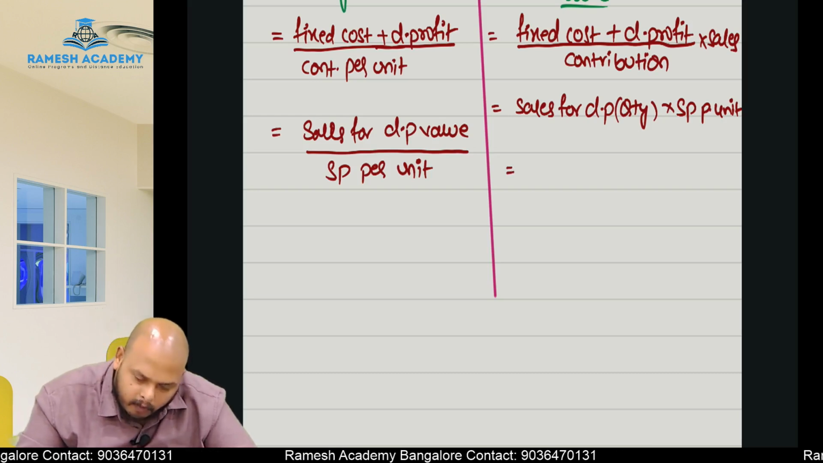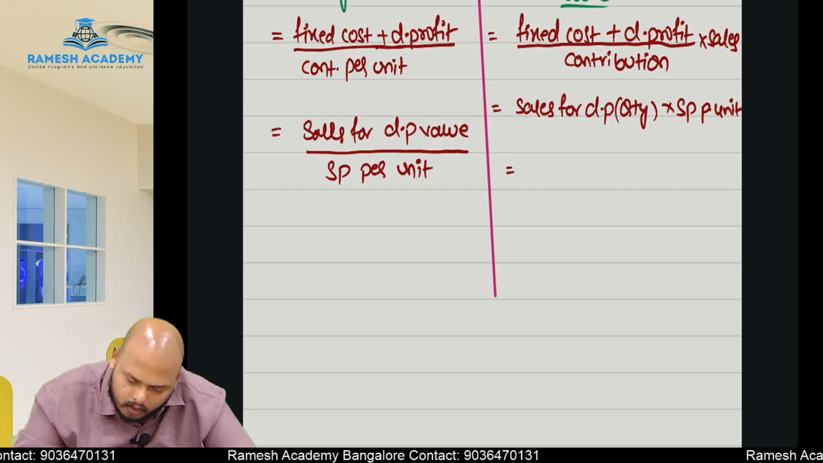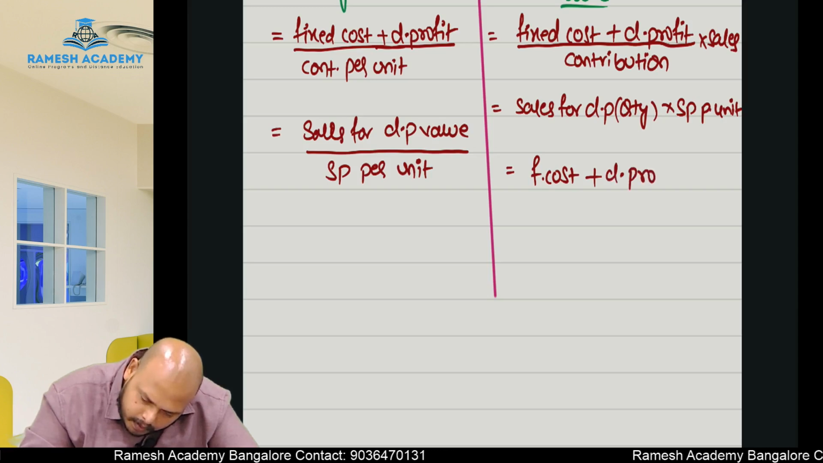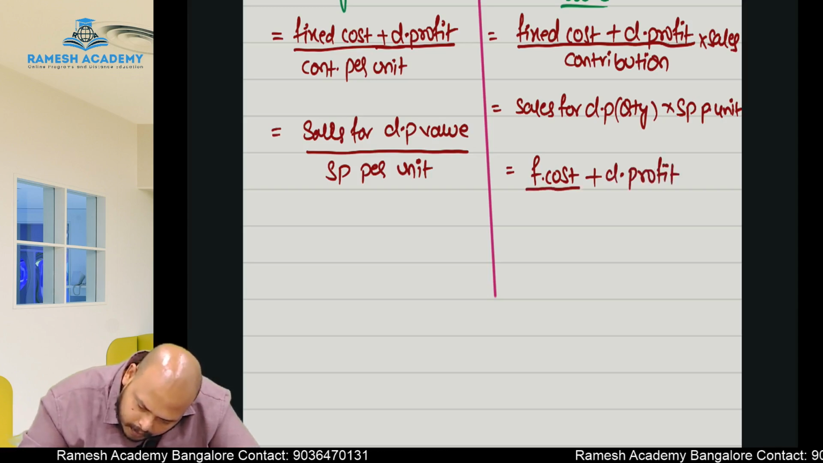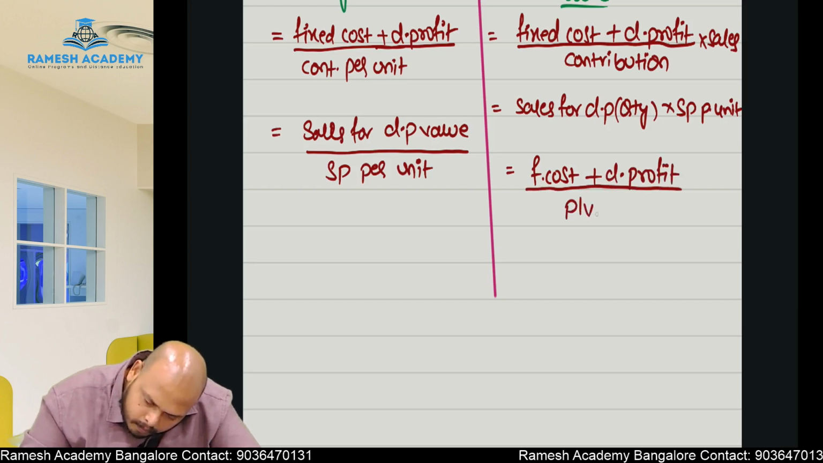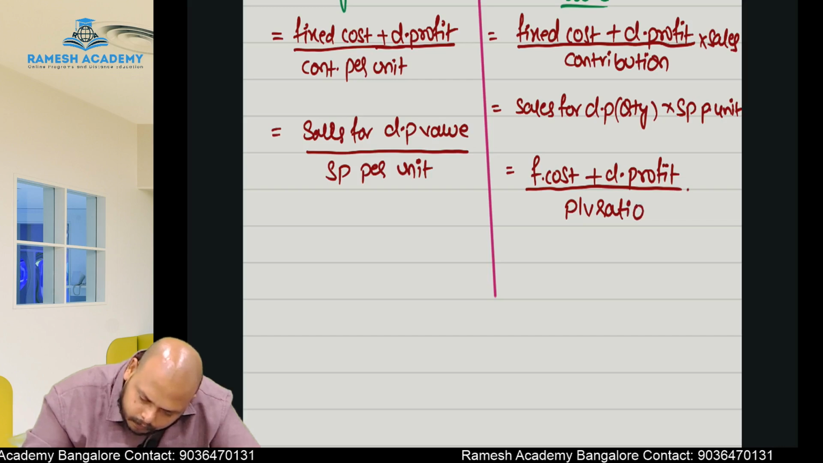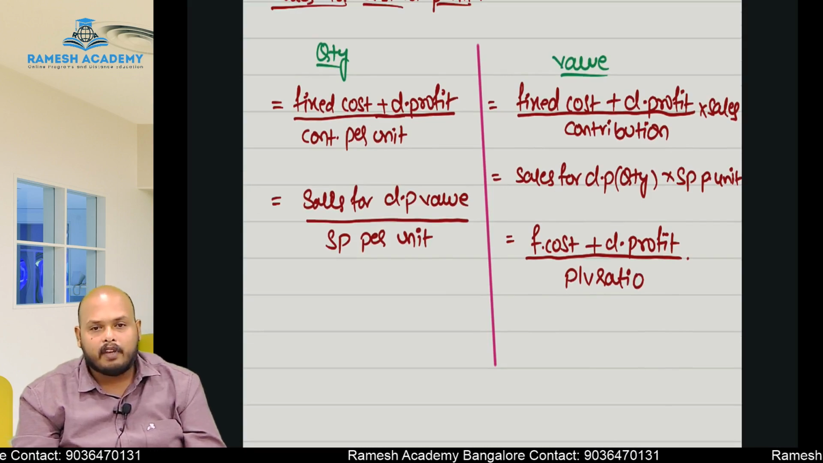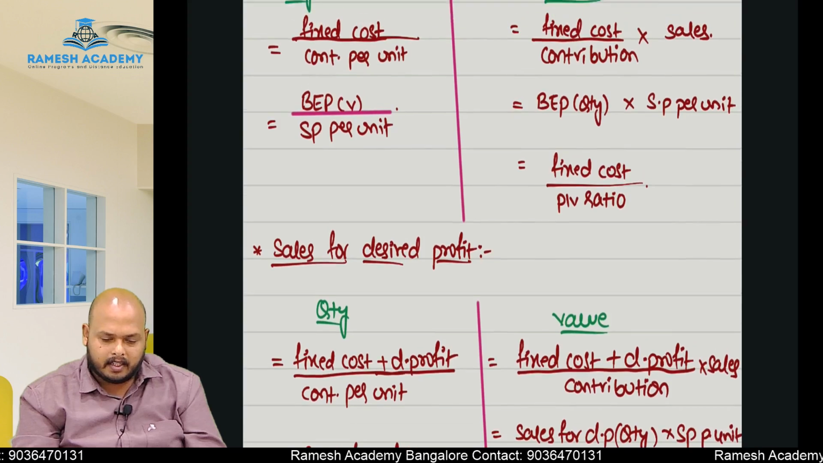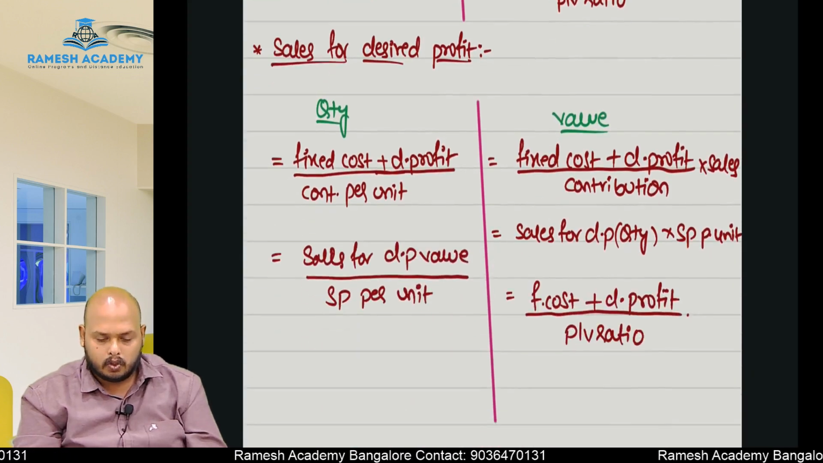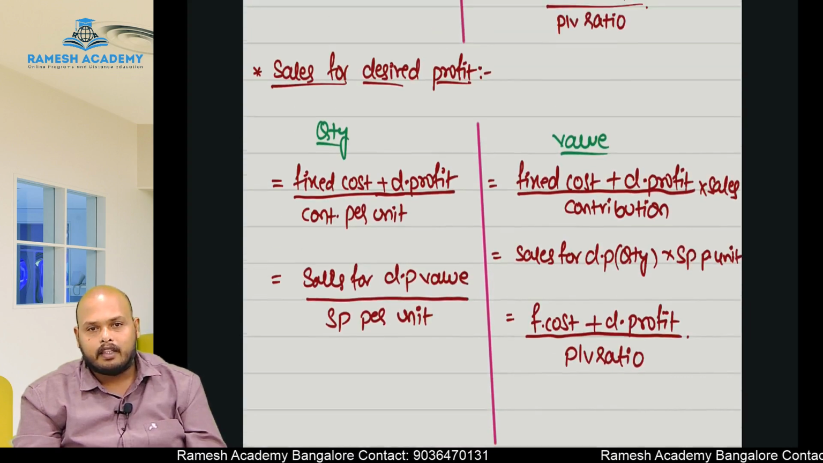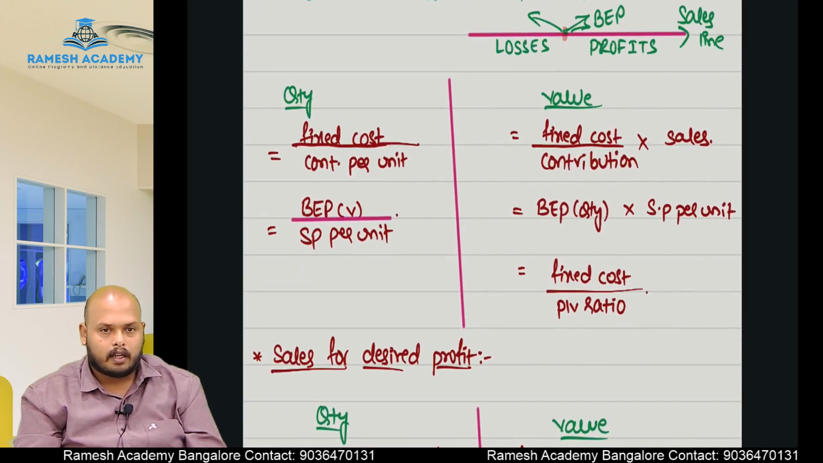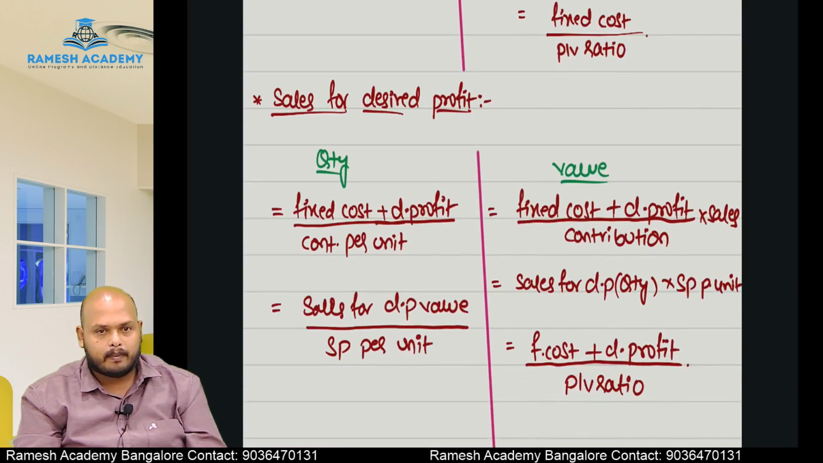Again here we can write one more formula. If sales is going to the denominator, what is the formula? It will become fixed cost plus desired profit divided by PV ratio. Understood? Same formulas as before. Wherever there is a fixed cost, you just need to add one word, that is desired profit. This will become the sales for desired profit formulas. So 10 more formulas are finished. Break-even point 5 formulas, sales for desired profit 5 formulas.